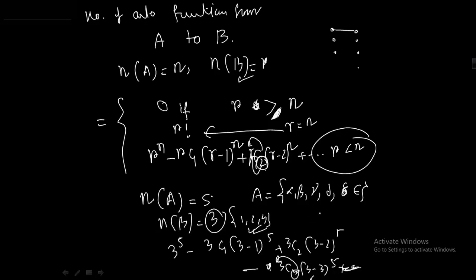Is that clear? Yes or no? Yes, sir. You have to remember this formula, that's it. So these are all about functions. Most importantly, if any function is 1 1 and onto, then that function is called a bijective function. If any function is 1 1 and onto, then it is a bijective function.